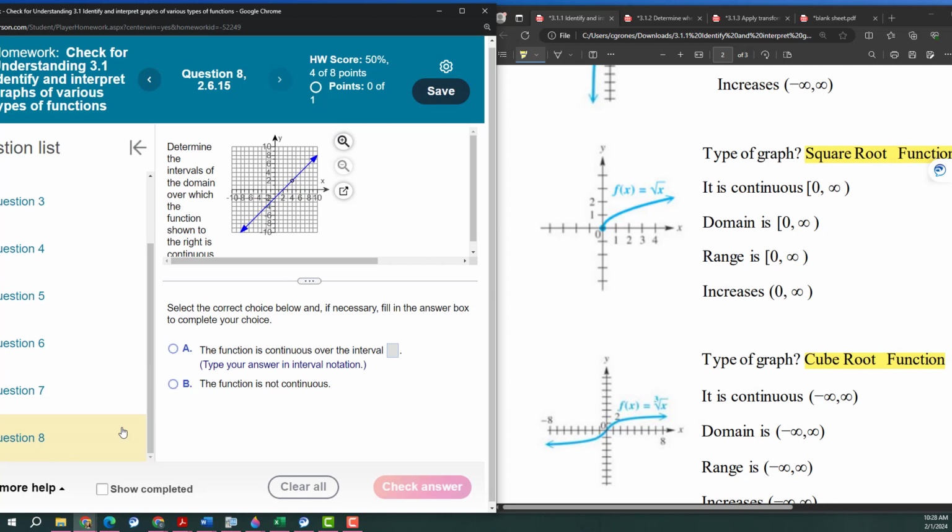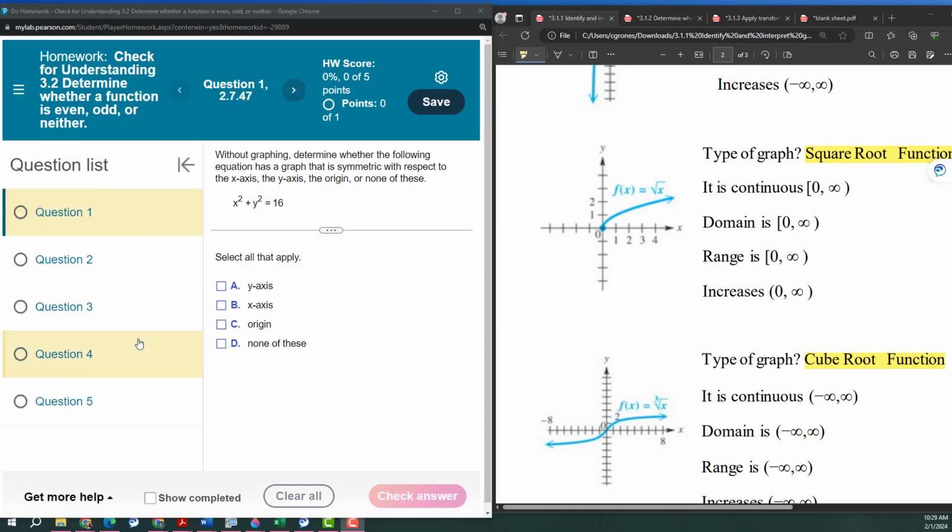And then I'm not going to do number 8. So that is for 3.1. 3.2 I'm going to look at next.